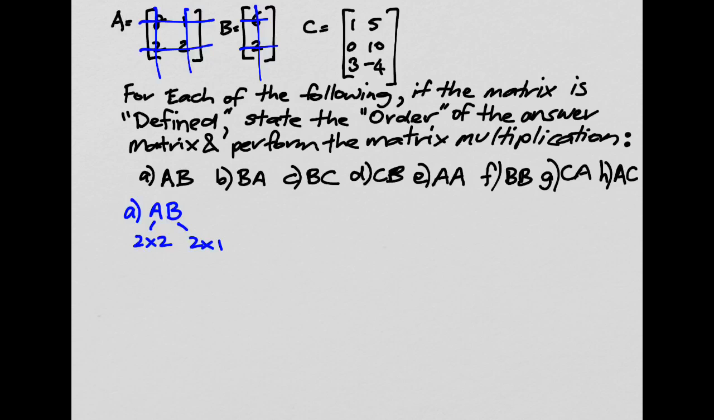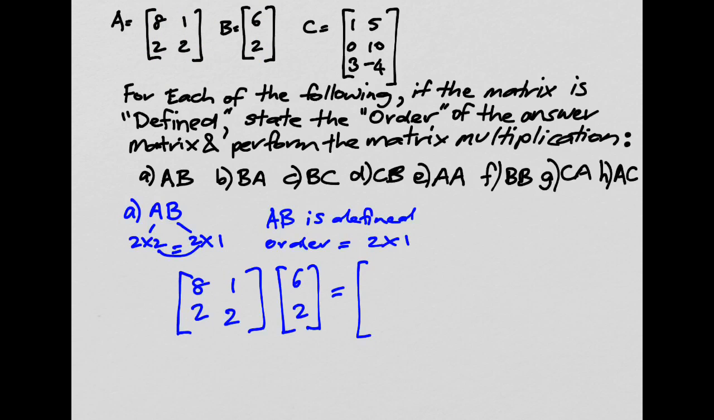In order for the product, the answer of A times B, to be defined, the two middle numbers must be the same. And then the order of the final matrix will be the outside numbers, 2 times 1. So the final matrix will be in the format of a column matrix where there's 2 rows and 1 column. Okay, let's go ahead and solve this problem.